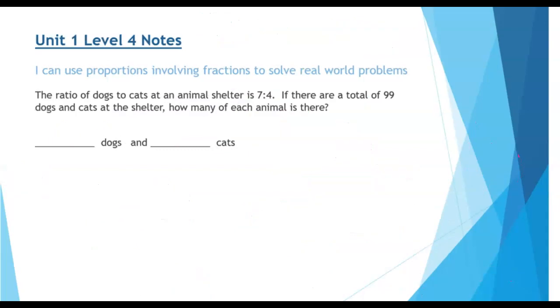Our next example has a ratio of dogs to cats, and 2 is that colon or fraction. So the ratio of dogs to cats at an animal shelter is 7 dogs to every 4 cats. All right, if there are a total of 99 dogs and cats, so that's combined, dogs plus cats, at the shelter, how many of each animal is there?